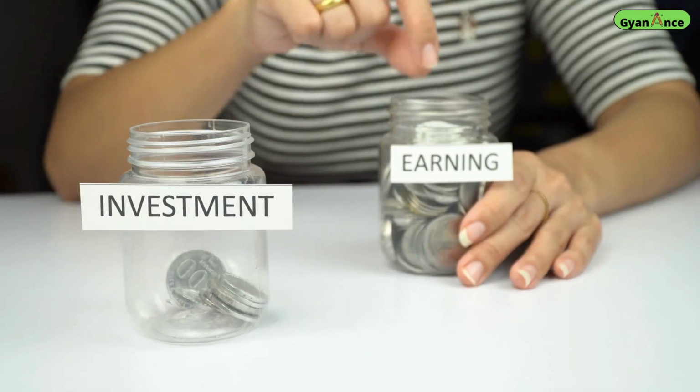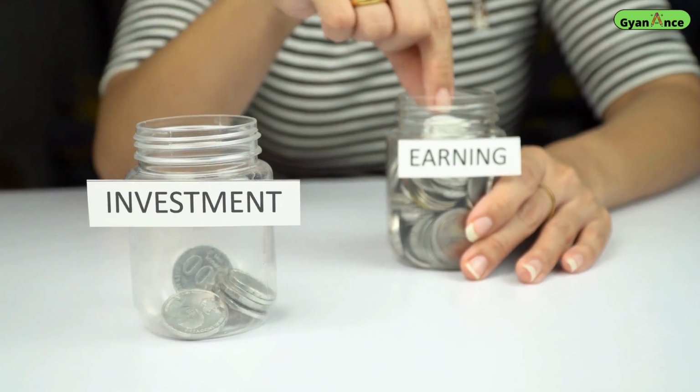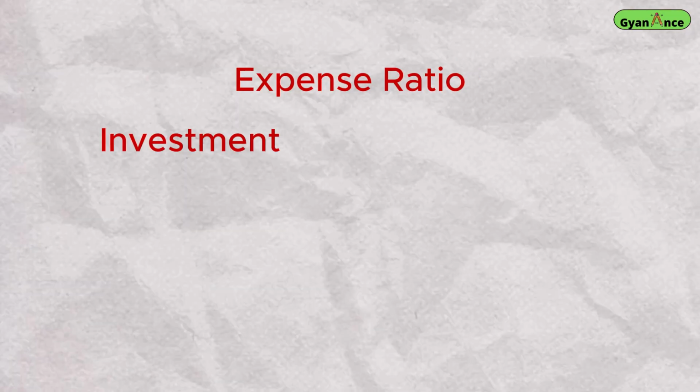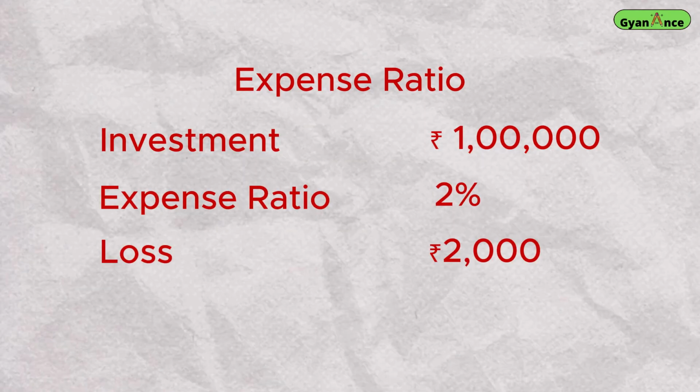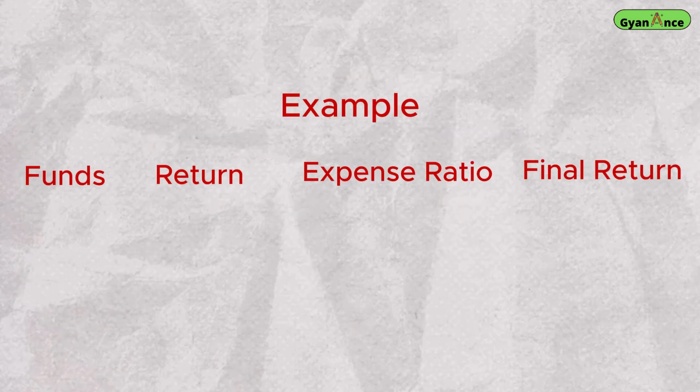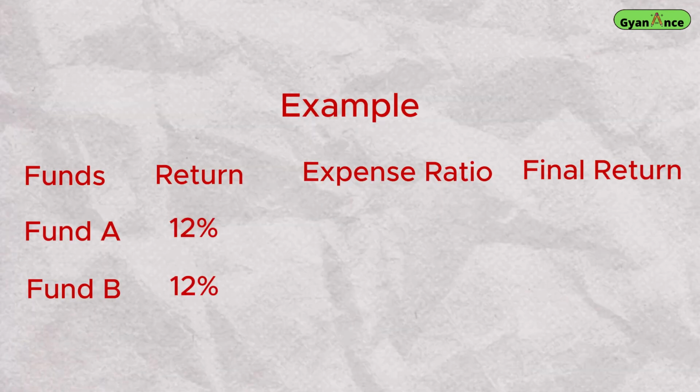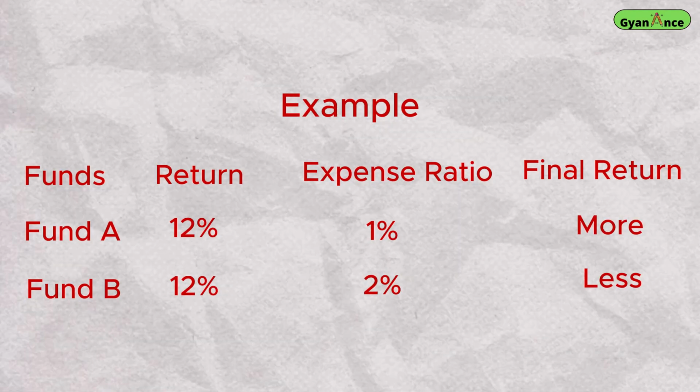It's the annual charge that the fund house takes for managing your money. If you invest 1 lakh rupees and the expense ratio is 2%, you lose 2000 rupees every year, no matter how the fund performs. Now think about this. If two funds give 12% return, but one charges 1% and the other charges 2%, your long-term wealth will be lakhs different after 10 years.